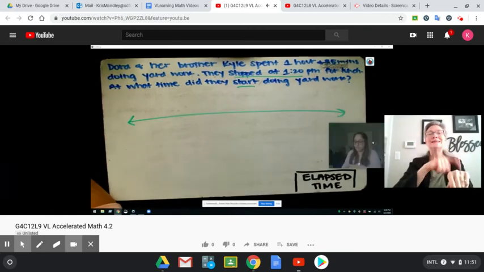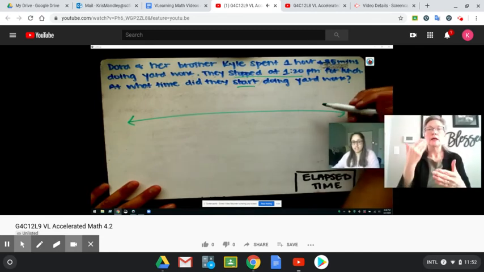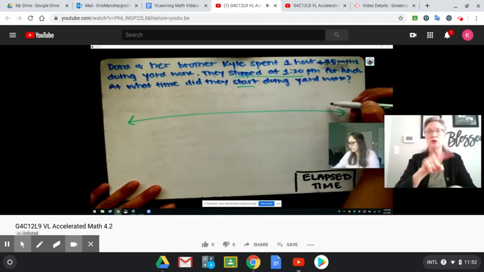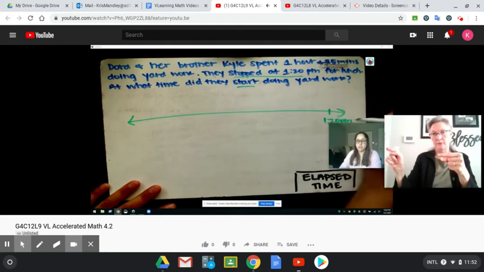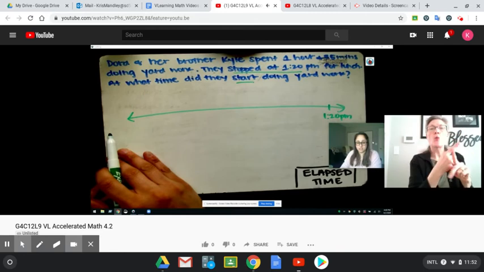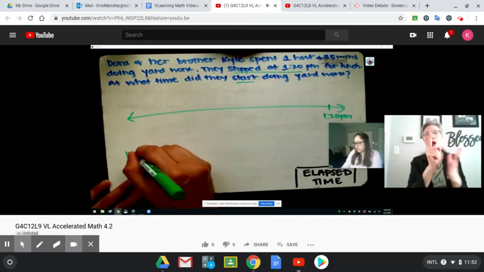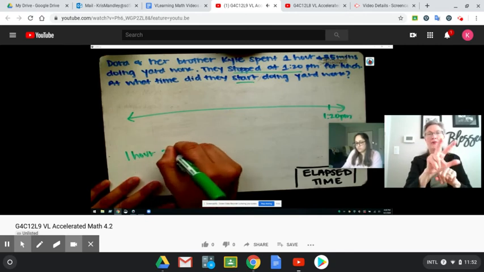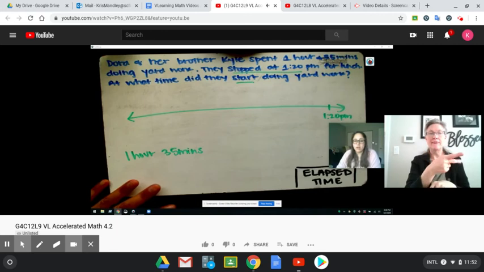Using this number line, I know that my ending time is 1:20 p.m. So that's the time I'm going to put at the end here. And my goal is to figure out at what time they started. I know that they spent a total of 1 hour and 35 minutes, so I'm going to write that there to keep track for myself. Now I'm going to work backwards, right?